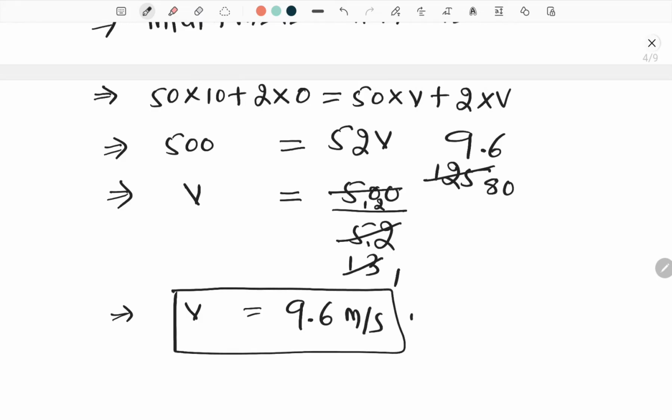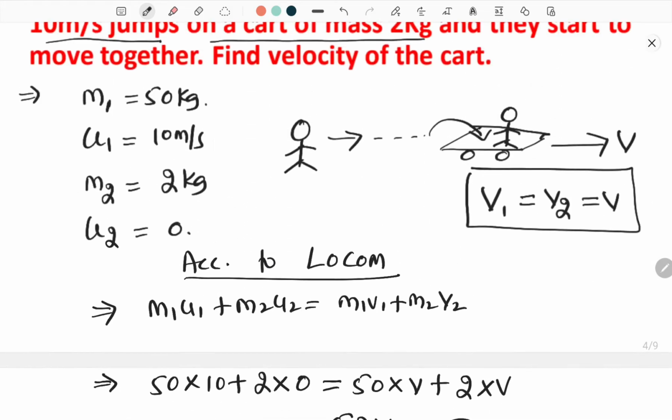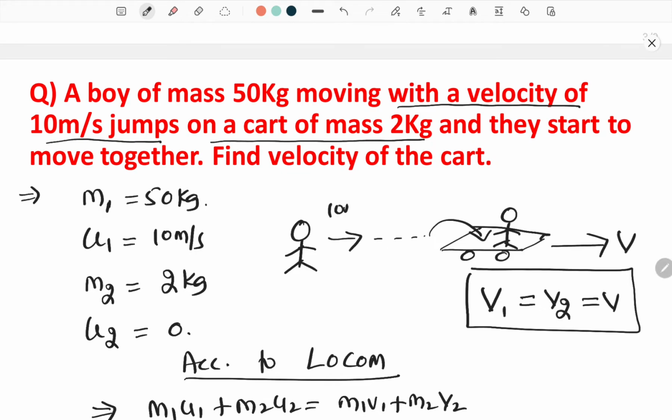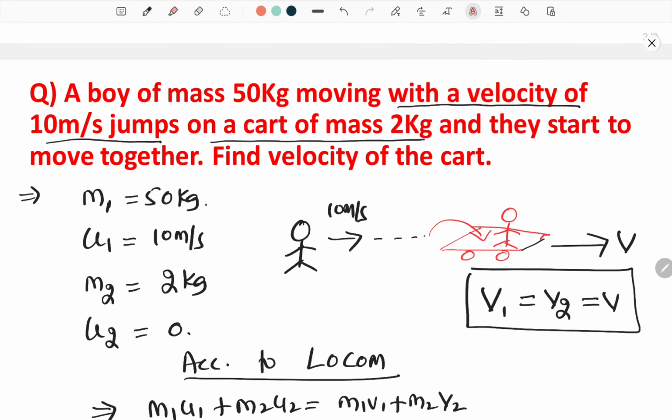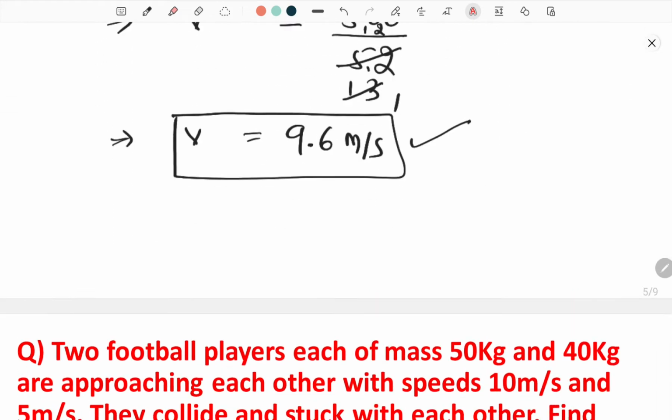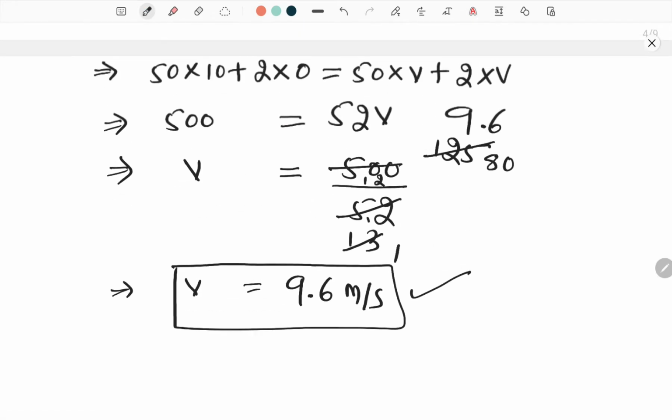So both of them will start to move with 9.6 meter per second. Why has the velocity reduced? Because this boy was moving with 10 meter per second, and now he has jumped onto this cart, so along with the boy, even this cart has to be carried. This cart has a mass of 2 kg. To carry that, the velocity is getting reduced. If the boy was running alone, it would have been 10 meter per second, but to carry this cart also, it becomes a little bit less. I hope this calculation is done. Please concentrate on these kinds of calculations. 500 divided by 52.